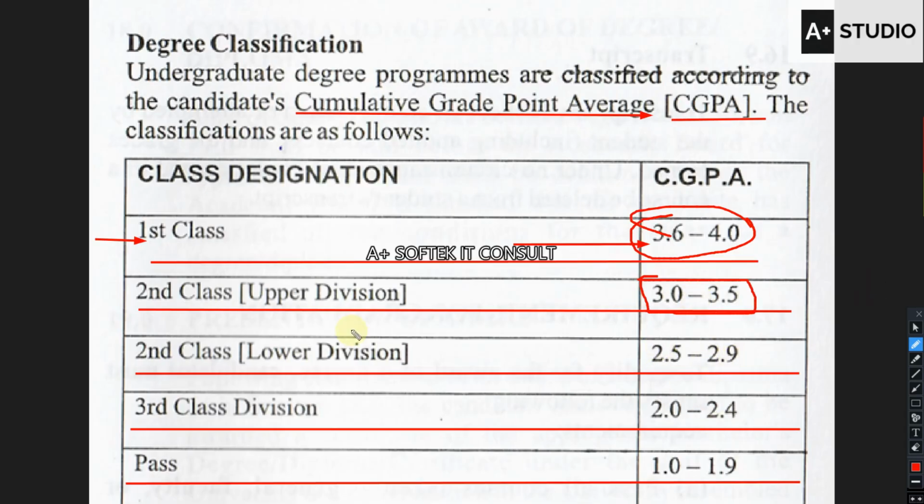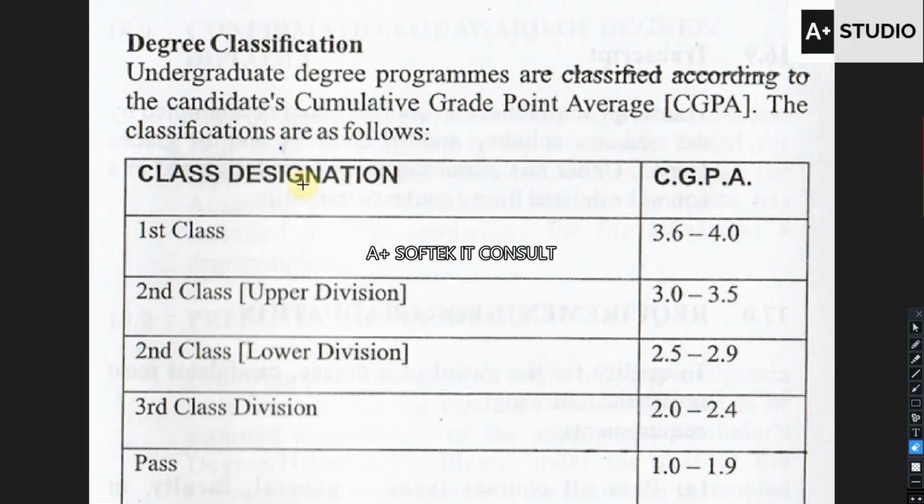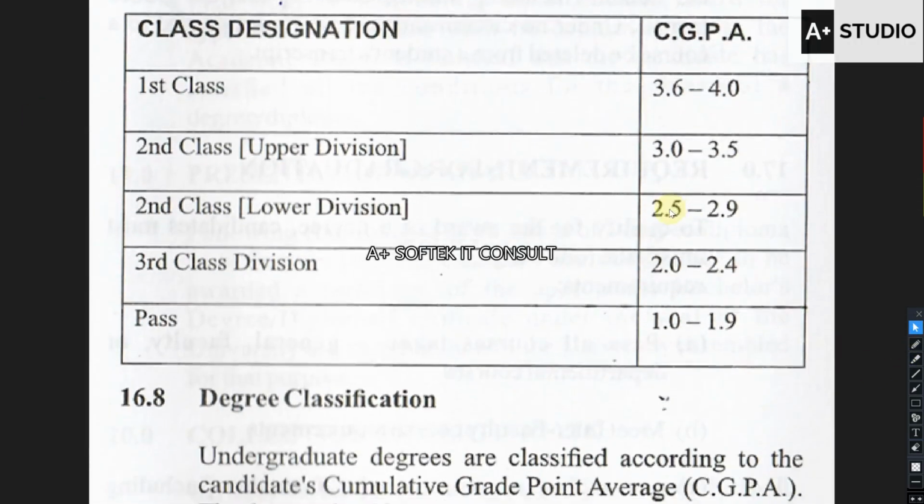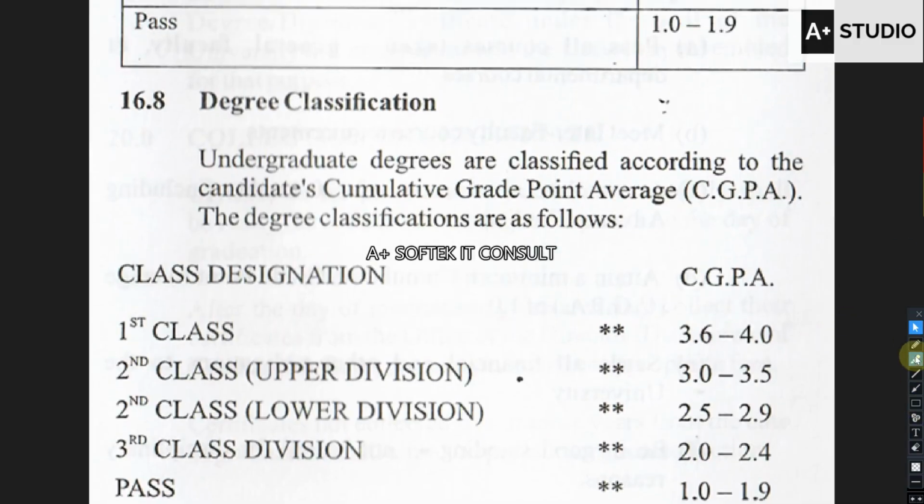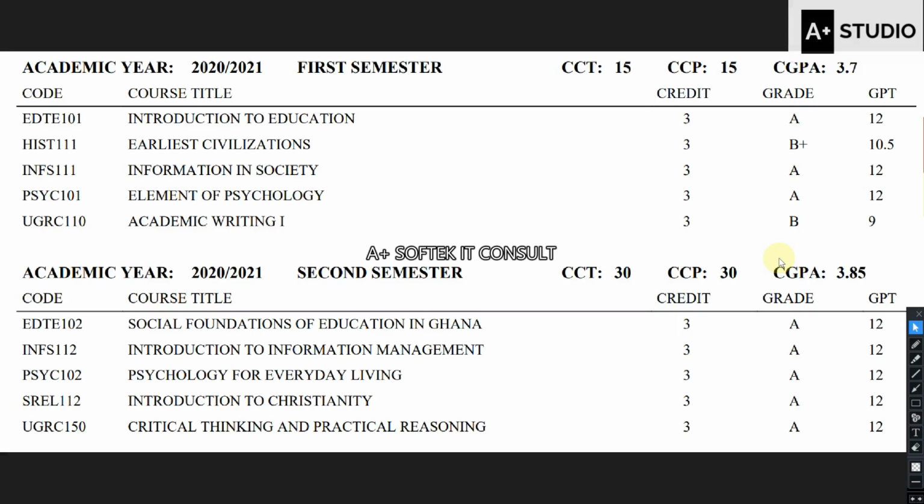And then 2.5 to 2.9 is still the same. So here we can conclude it is still the same as the University of Ghana and the Ghana Communication Technology University. So let's have a look at this. The next one is the same thing that we've explained. Now let's dive into the next one to see how we can calculate the GPA. Let's look at how we can calculate the GPA at the University of Cape Coast.